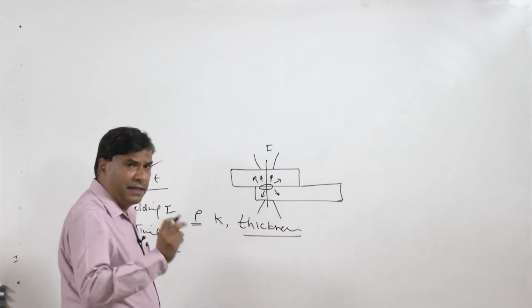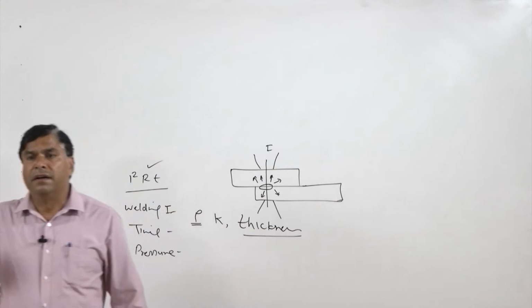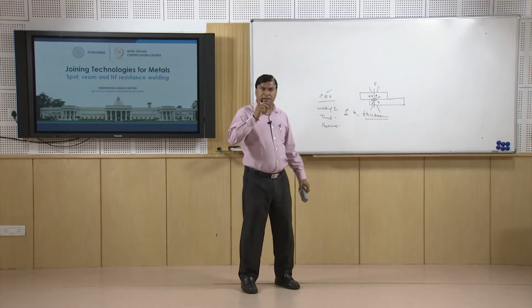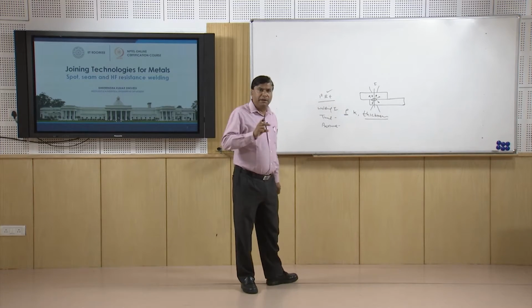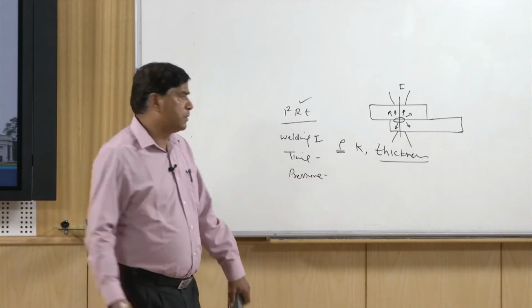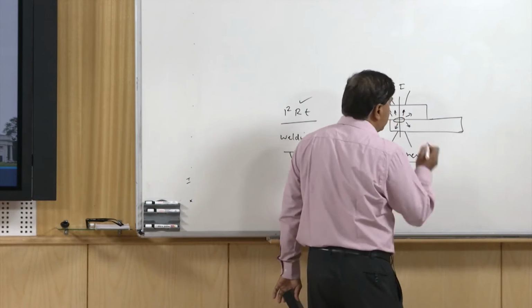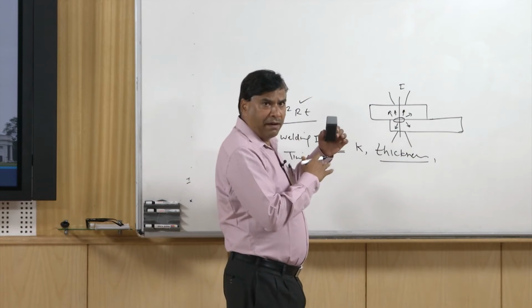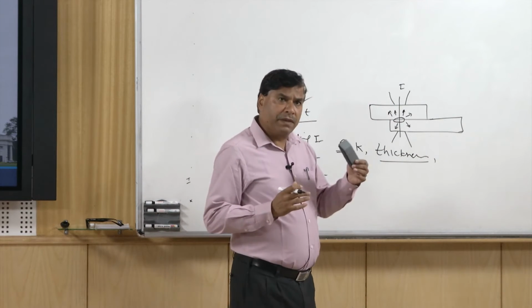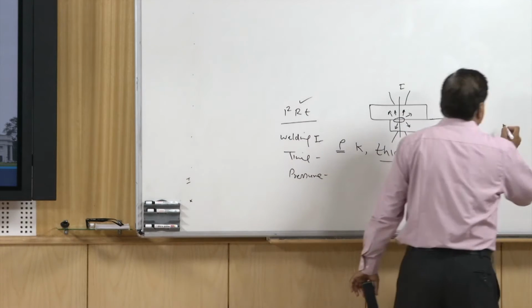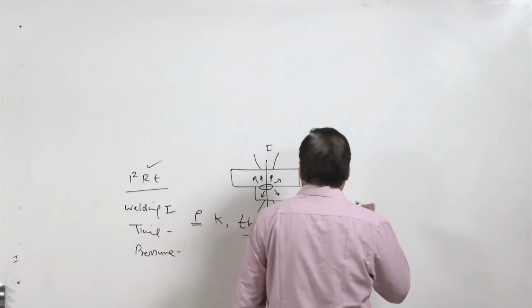Thin sheets will offer greater resistance to the flow of current as compared to thick sheets. So, thin sheets will require lower welding current as compared to thick sheets. Apart from the thickness, we also have to consider how many welds have been made earlier, that is, how many spots or joints have been made earlier.